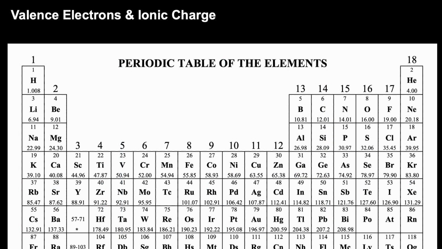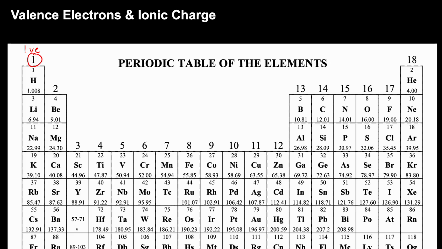Before we go into naming ionic compounds, I do want to go over valence electrons and ionic charge in relationship to the elements on the periodic table. First, let's look at group 1 on the periodic table. We have all elements that have 1 valence electron. So every element in this column has 1 valence electron, meaning 1 electron in the outermost occupied shell.